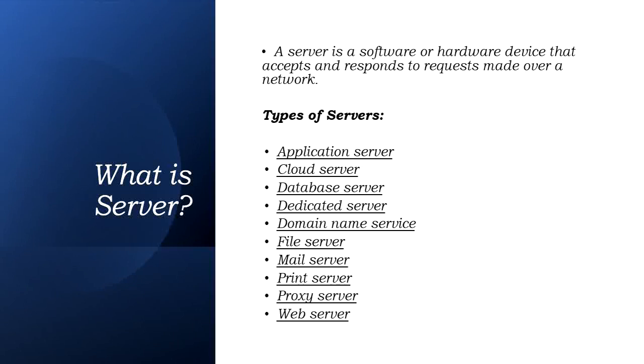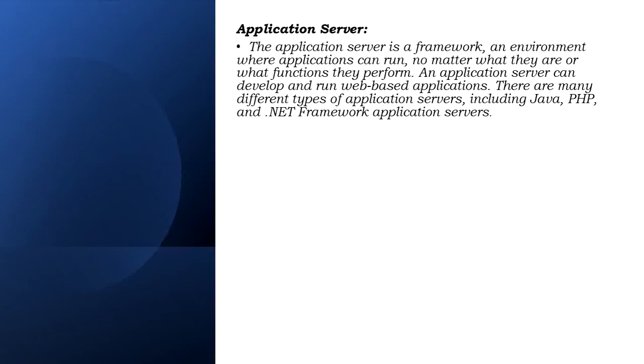We will go through a few of them: application server, cloud server, database server, dedicated server, domain name service, file server, mail server, print server, proxy server, and web server. So let's go one by one. What is an application server? The application server is a framework and environment where applications can run, no matter what they are or what function they perform.